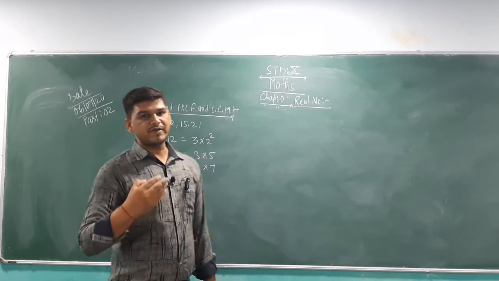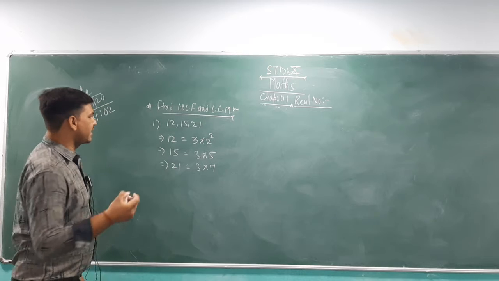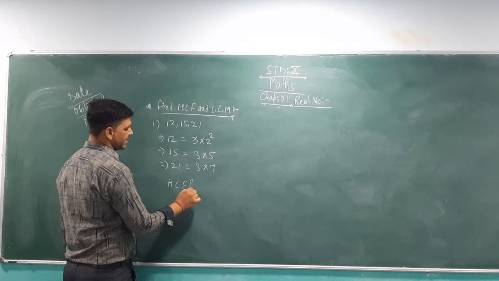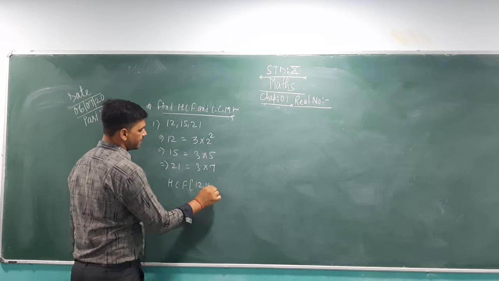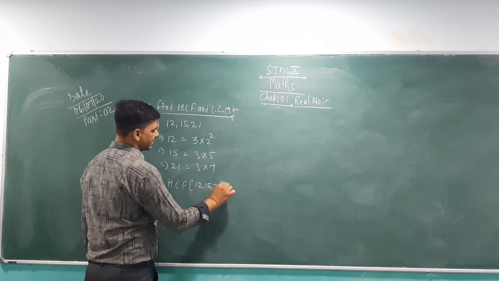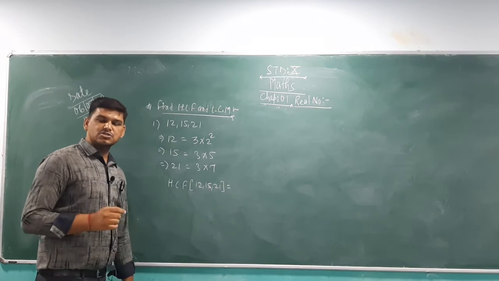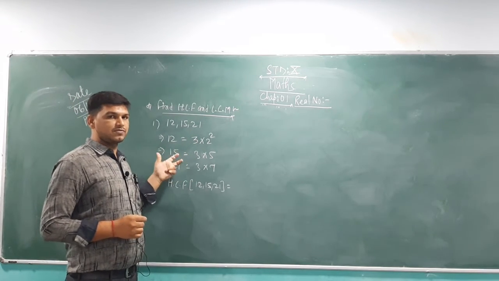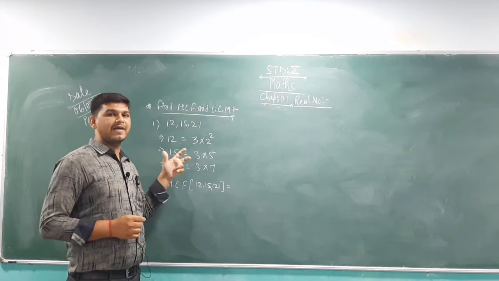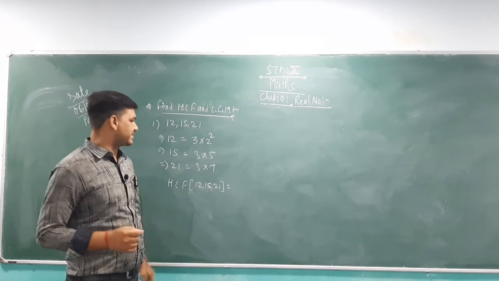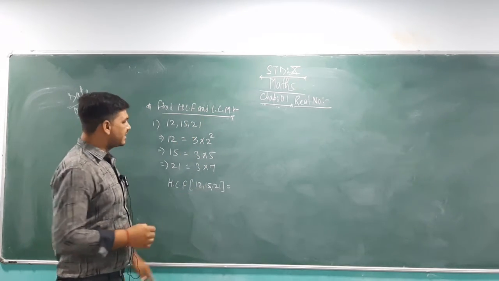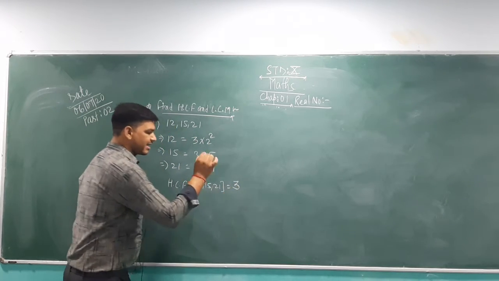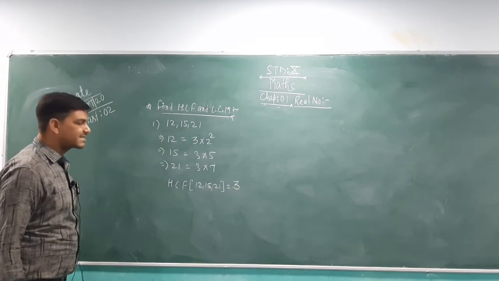Now using those prime factors, I'll find out the HCF and LCM. First I'll find the HCF of 12, 15 and 21. HCF is the highest common factor. The number common to all these terms 12, 15 and 21 is written as the HCF. You see that in all three numbers the common number is 3. So the HCF is 3, which is called the highest common factor.